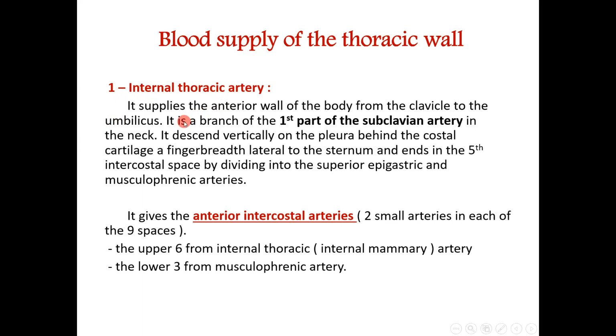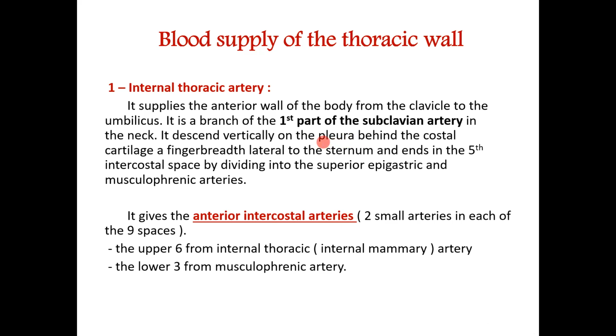So the internal thoracic artery supplies the anterior wall of the chest, from the clavicle to the umbilicus. يبدأ توزيع البرانش of this artery from the clavicle، من عظم الترقوة، to the level of the umbilicus, يعني even the upper part of the abdomen is supplied by this internal thoracic artery. It is a branch of the first part of the subclavian artery in the neck. It descends vertically on the pleura. The pleura هو غشاء الجنب الذي يحيط بالرئة. راح نتكلم عنه إن شاء الله في المحاضرة القادمة.